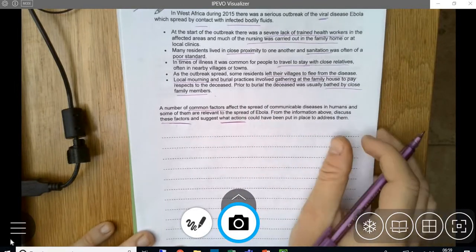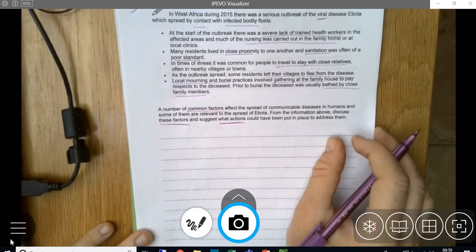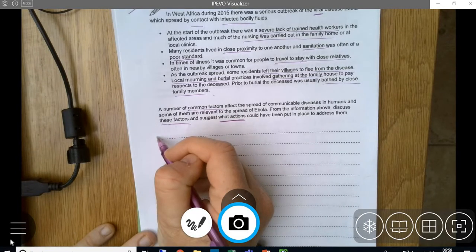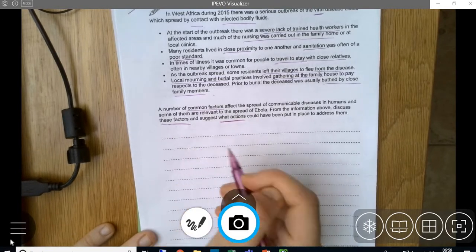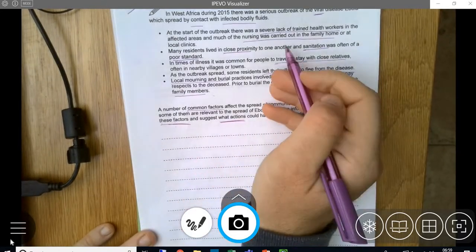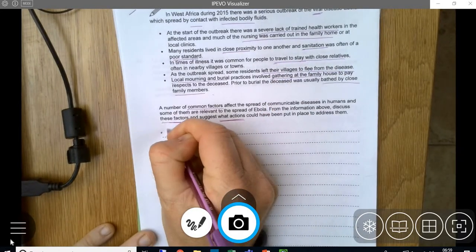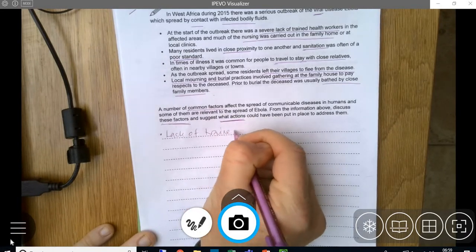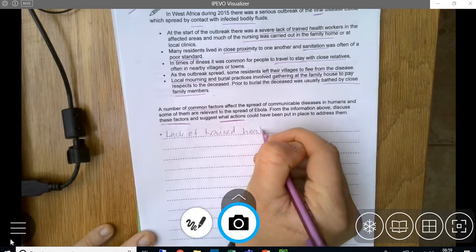So, loads of information here to pick out. Let's go through one or two. What we're going to do is pick out the factor and pick out the response, so the action. So first of all, I'm going to talk about there was a lack of trained health professionals.